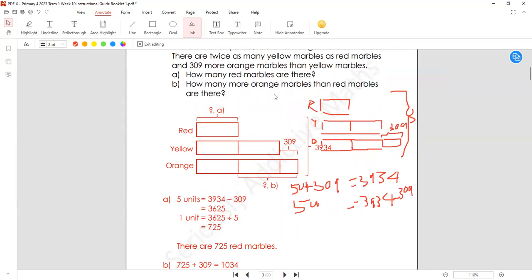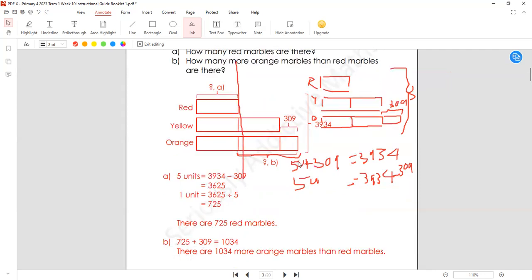What about the second question? How many more orange marbles than red marbles? So orange is this, red marbles is this. Either students can find orange, 2 units plus 309, then minus 1 unit here. Or simply, the difference is here, isn't it? 1 unit plus 309. Easier. So 2 ways. Some students may need to find out the number of orange first, then minus red. But if you look at the bar model and compare, the difference is actually just 1 unit plus 309 here.